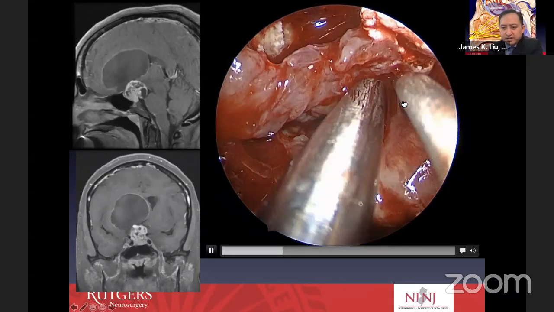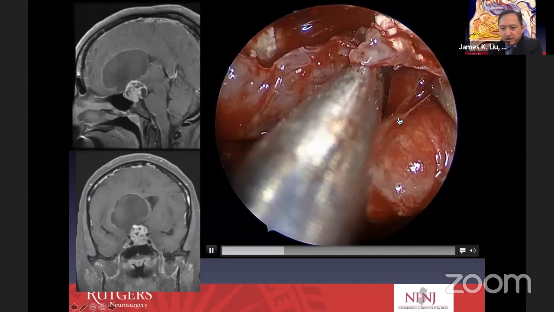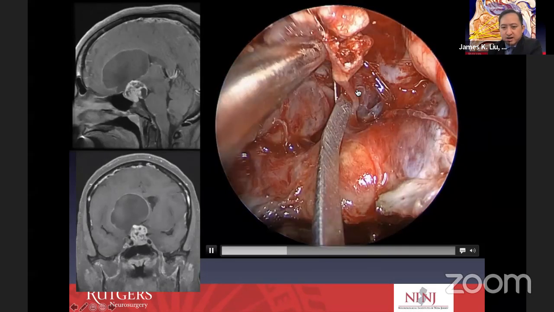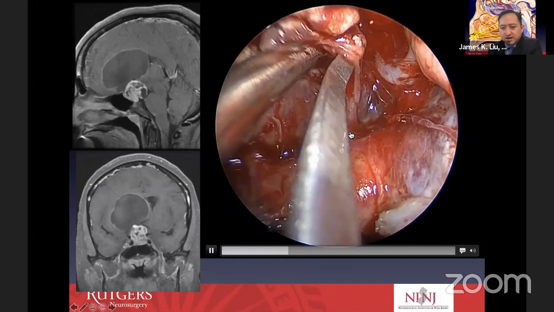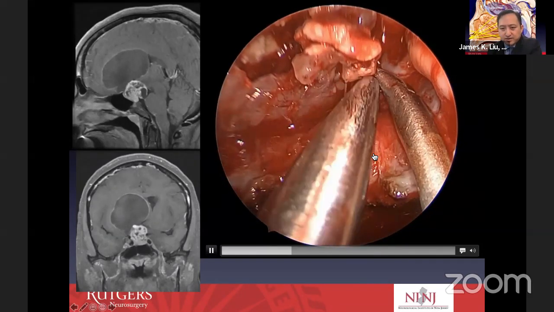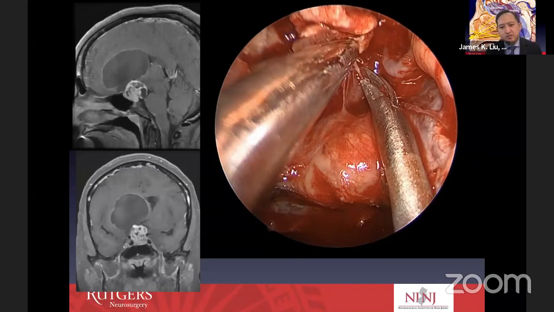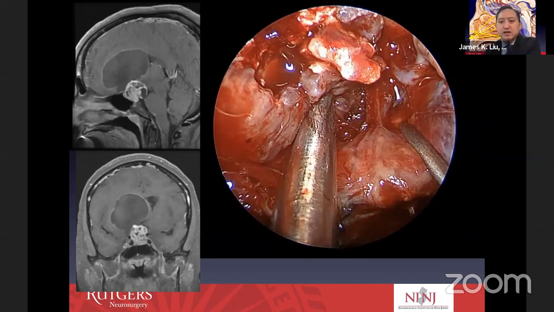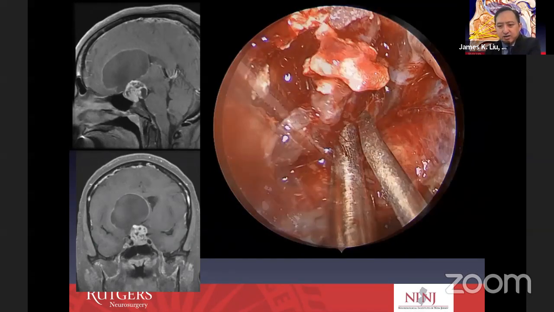Now to look for the stalk, I typically will lift the tumor up and look above the gland. And here you see the portal striations of the normal pituitary stalk. Now, if I can preserve the stalk, I will attempt to preserve the stalk, but in some cases, of course, the tumor may expand the stalk and invade it. And in those cases, you sometimes have to sacrifice the stalk to get the tumor out.